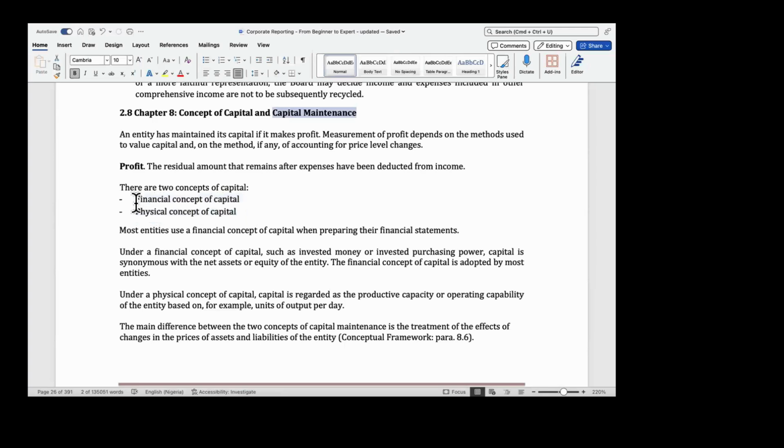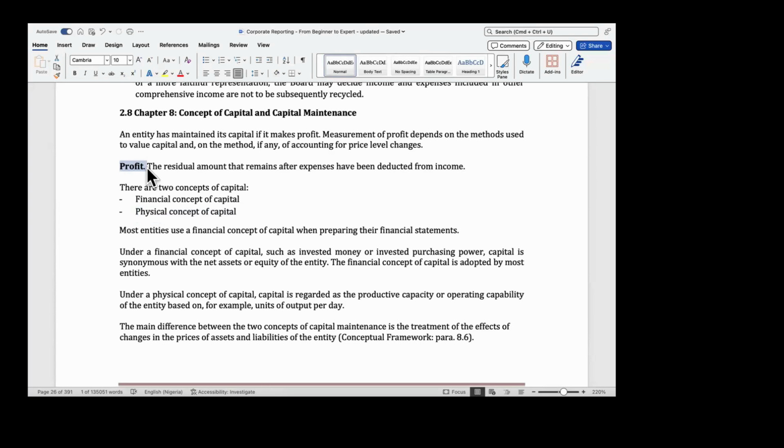So when have you maintained your capital financially? If you are using a financial concept of capital, when have you maintained your capital? If you are using a physical concept of capital, when have you maintained your capital? Very straightforward. And that's where profit comes in. You have maintained your capital when you make profits. As soon as you are making profits, you have maintained your capital. Even if you break even, you have maintained your capital.